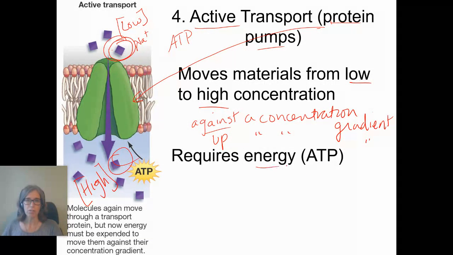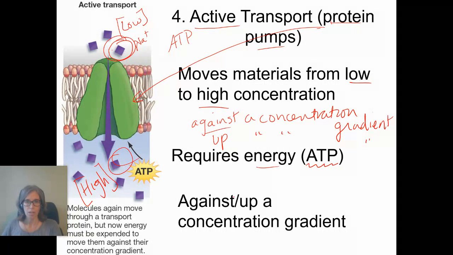So this requires energy. Usually it's in the form of ATP. We'll do a unit on ATP later. There might be another energy source, so we'll talk about that at the end of this video. So here it is. Against or up a concentration gradient means the same thing, low to high.